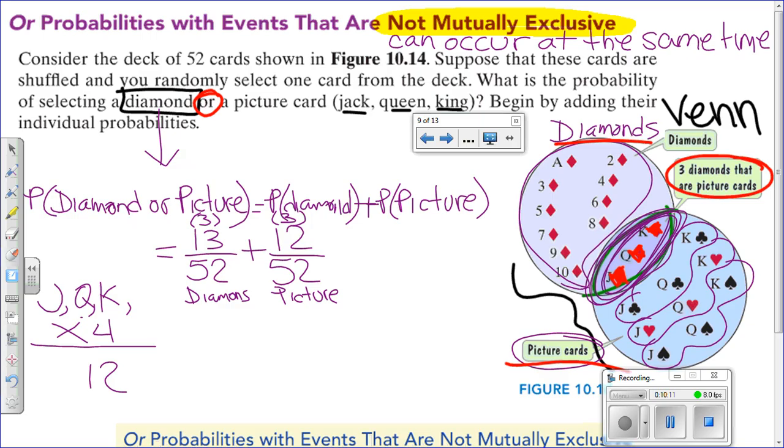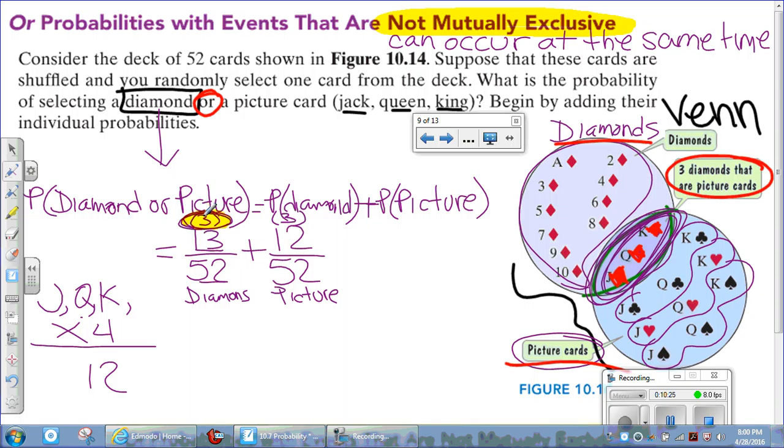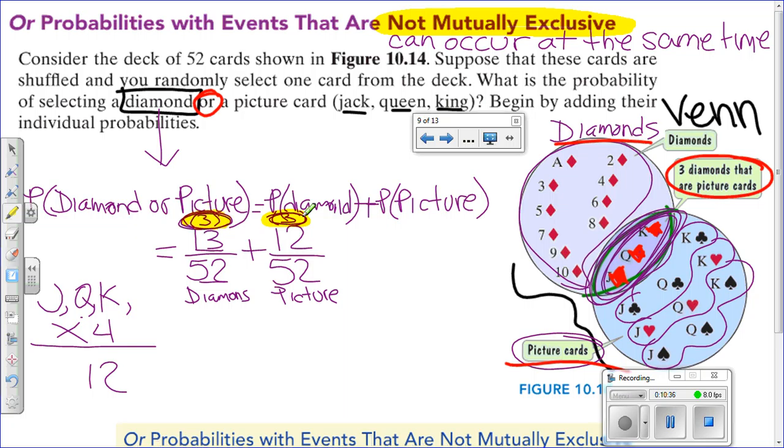So out of those 52 cards, 13 are diamonds, but 3 are face and diamonds. Now we look at the other one, and this fraction represents the picture cards. Out of a deck of 52 cards, 12 are picture cards, and 3 of those 12 are both, they're picture and they're diamonds. So what we're doing here is we're counting these ones twice. It's like if we were saying this.